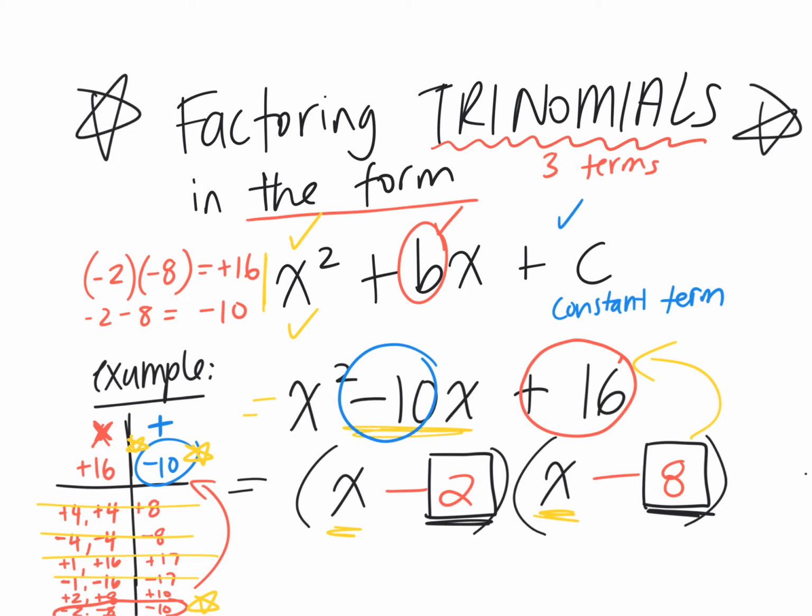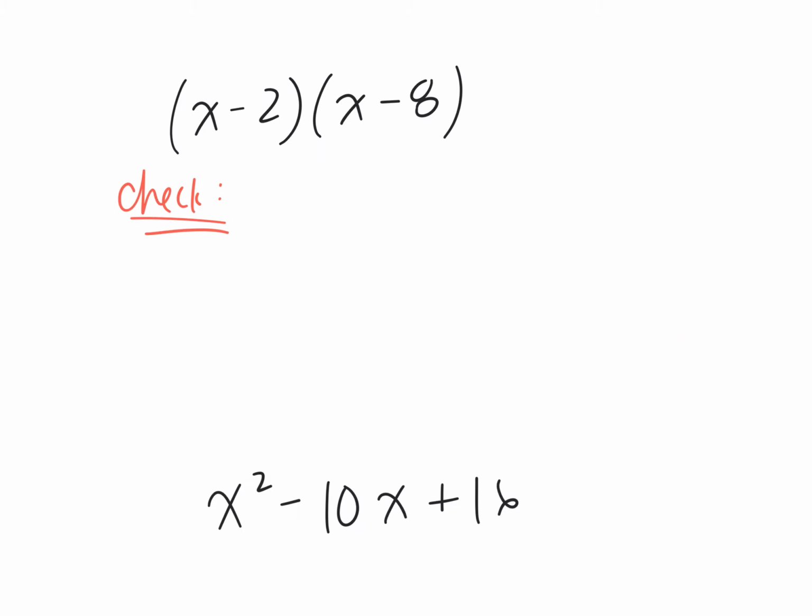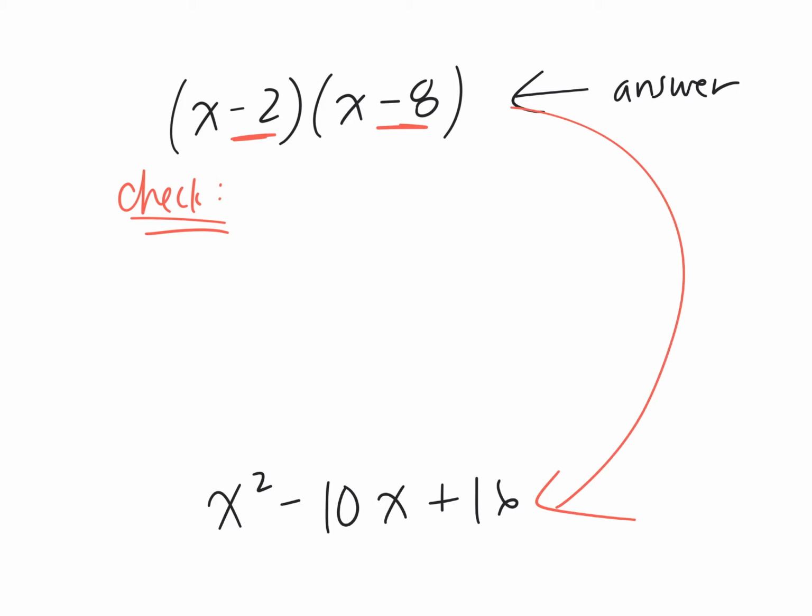And we're going to check to see if that worked. Okay? So we said that this is the answer. That if I take x minus 2 times x minus 8, we said it was negative 2 and negative 8, I should get this. That was the original question, right? Let's check. What's x times x? What's x times negative 8?